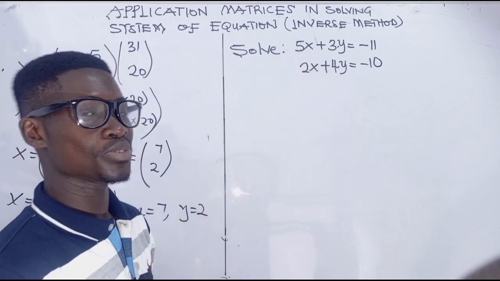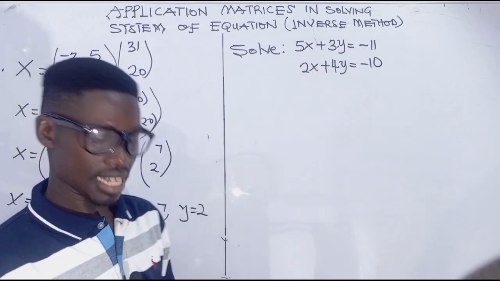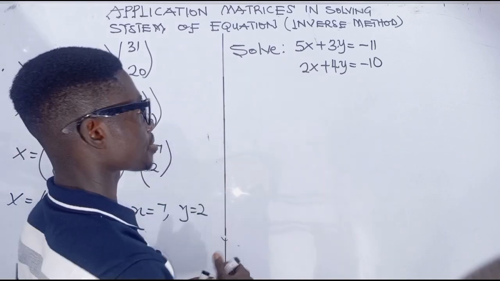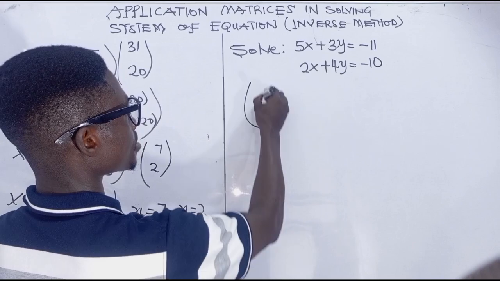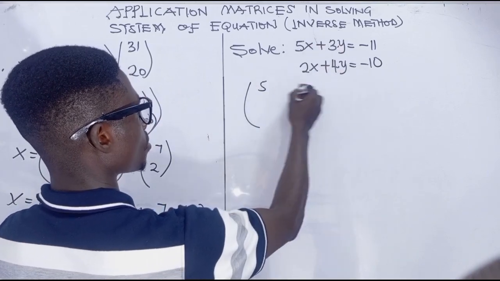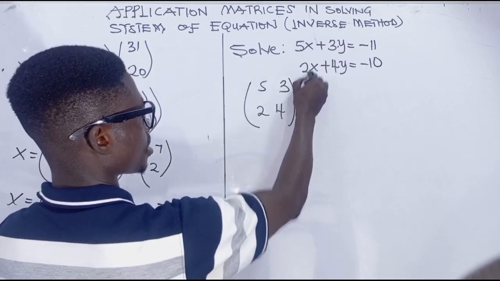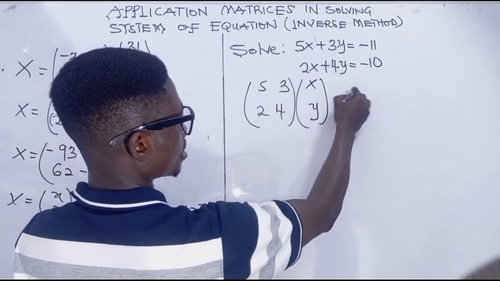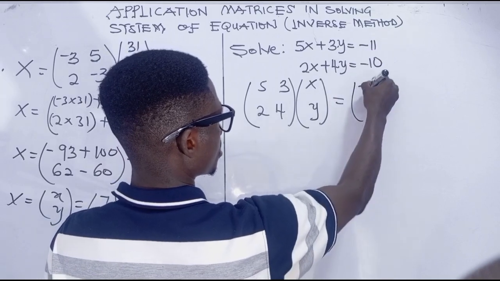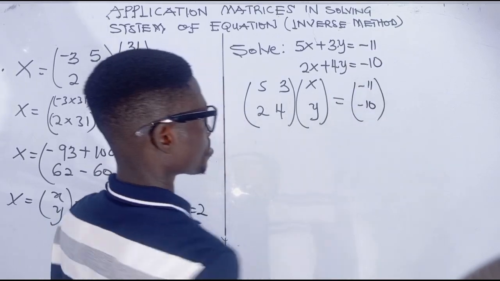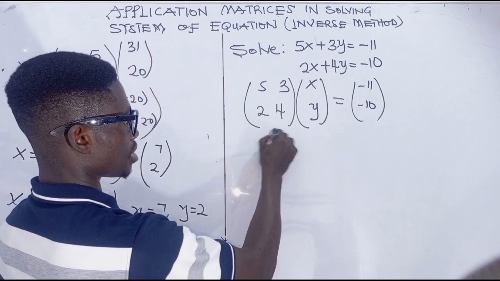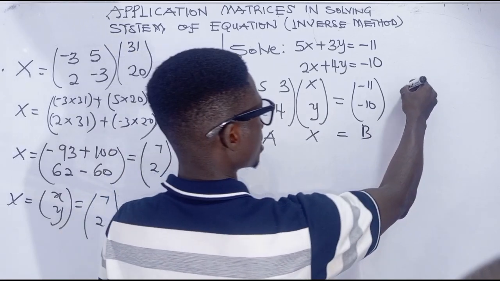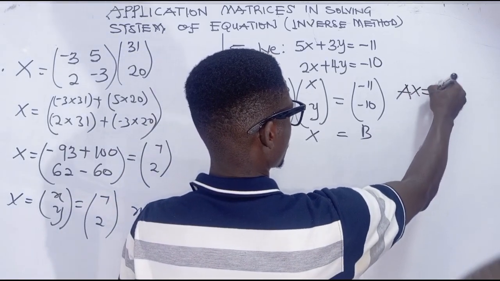So we want to solve these two systems of equations using the inverse method. So first of all, we are going to write a matrix equation for this. So we have 5, 3, 2, 4, then multiplied by x and then y, and this is equal to B. So we are letting this be A and this X, and then we have B.